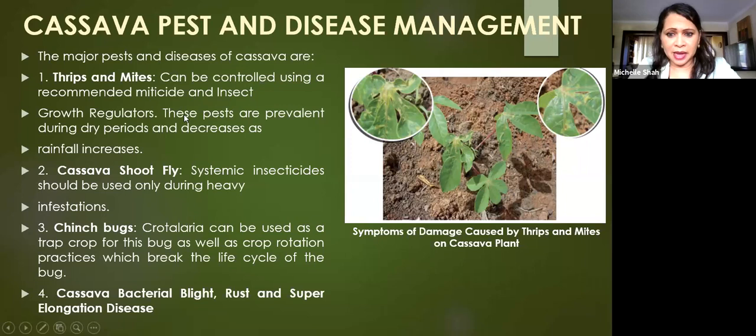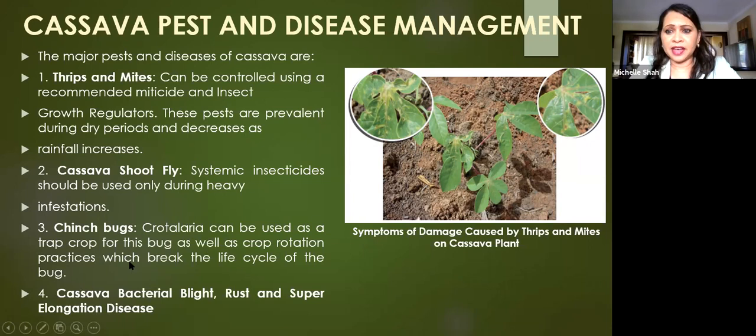Cassava pest and disease management. The major pests and diseases are thrips and mites, which can be controlled using miticide and insecticide. These pests are prevalent during dry periods and decrease as rainfall increases. Cassava shoot fly is controlled with a systemic insecticide that should be used only during heavy infestations. For cinch bugs, crotalaria can be used as a trap crop for this bug, as well as crop rotation practices which break the life cycle of the bug. Cassava bacterial blight, rust, and super elongation disease are also other diseases that affect cassava.